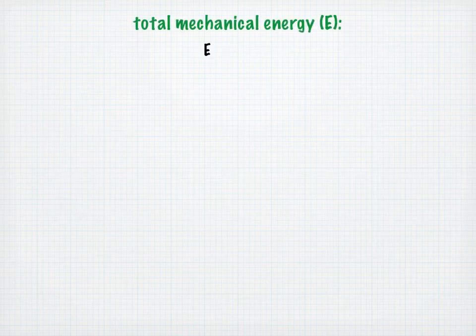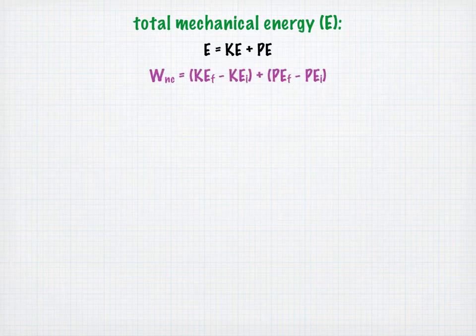The total mechanical energy of an object is equal to its kinetic energy plus its potential energy. So far, we have only talked about gravitational potential energy. Later, we will see that there are other forms of potential energy that contribute to the total mechanical energy of an object. We just found that the work done on an object by non-conservative external forces is equal to the change in the kinetic energy of the object plus the change in the potential energy of the object.